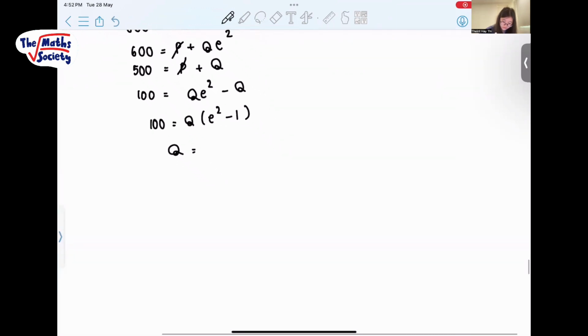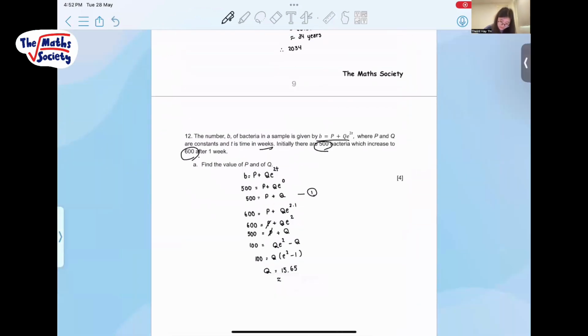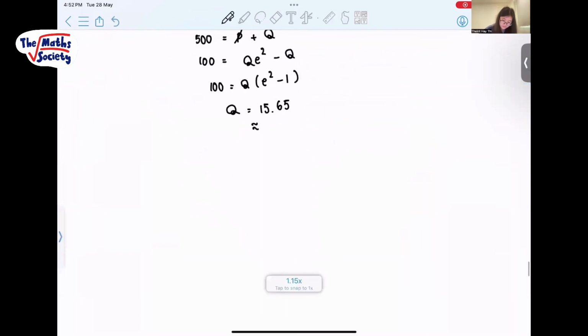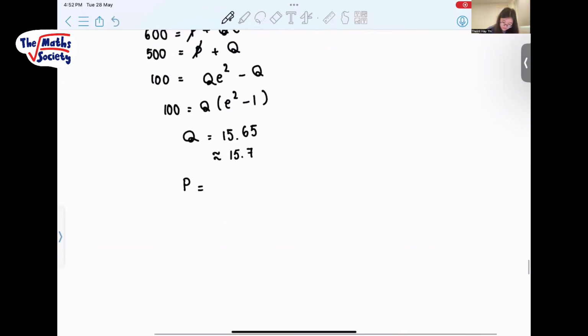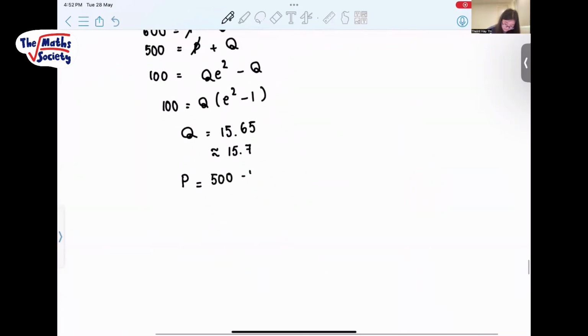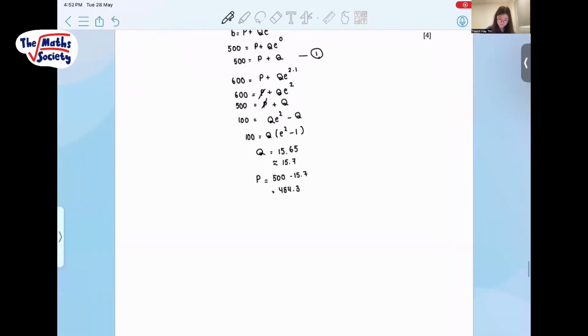So you get 15.65, but we'll just round it off. They didn't specify anything, so you can round it off to one decimal place, which will be 15.7. And now we want P. P equals 500 minus Q, so it's just going to be 484.3 in one decimal as well. So we have the two constant values, P and Q.